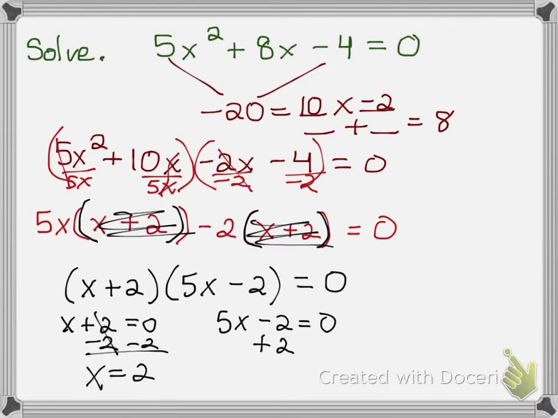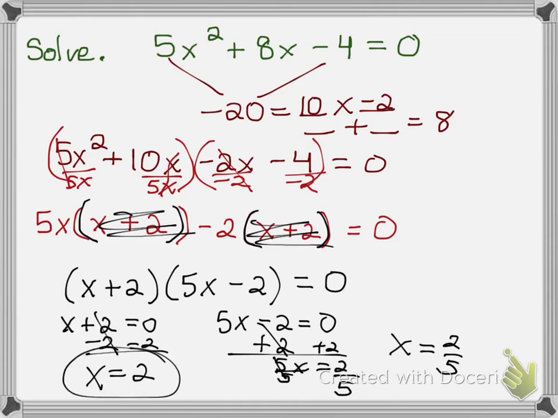And then over here, I'm going to add 2 to both sides, which gives me 5x equal to 2, and then divide by 5 on both sides. So then my x will be 2 over 5. So my two answers are negative 2 and 2 over 5. And that's it.